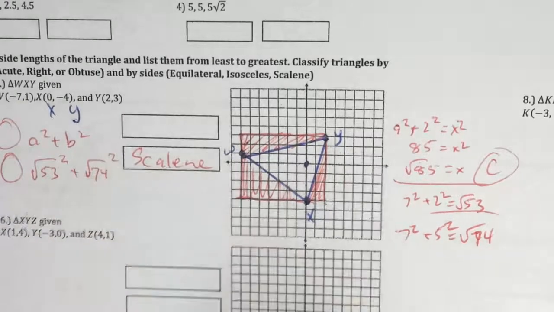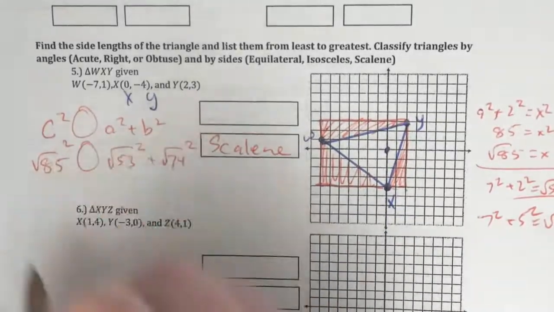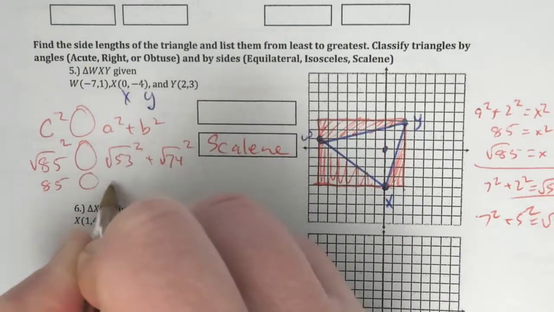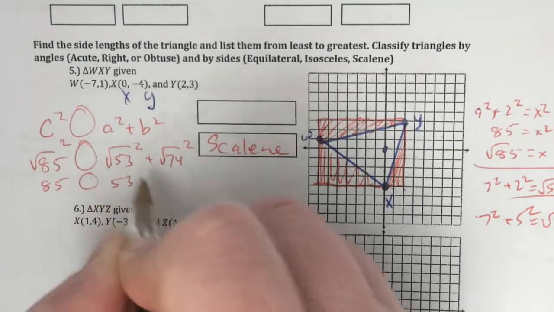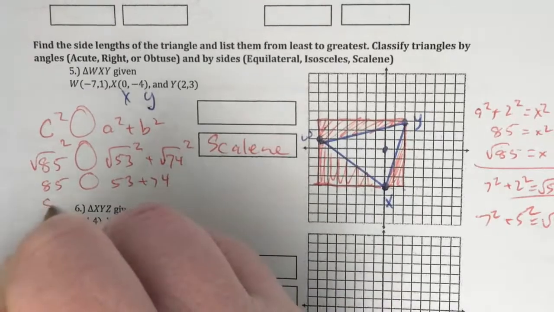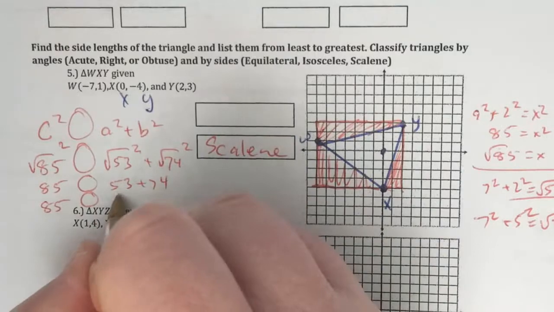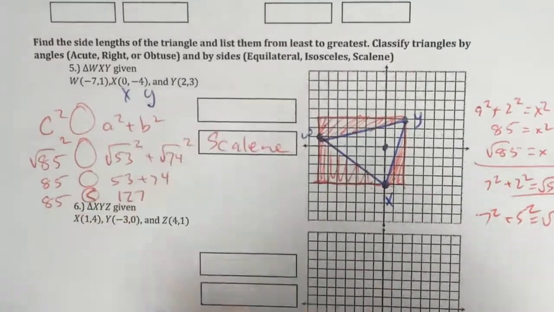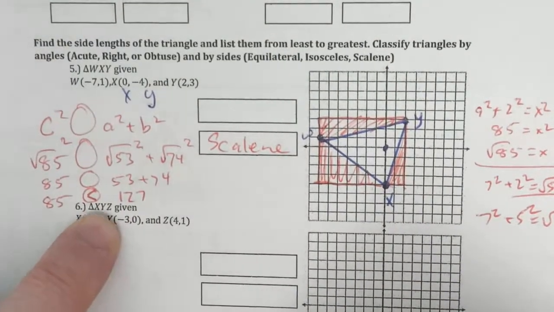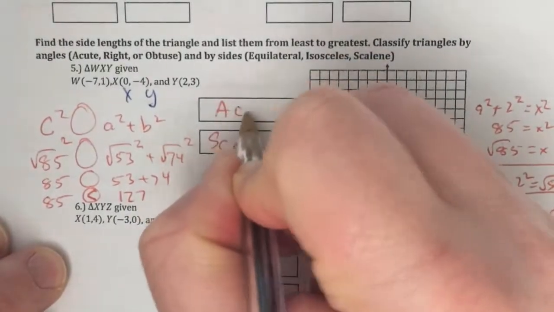All right, so we would get 85. How does that compare to 53? See the square root and the squares, they cross out? Plus 74. So how does 85 compare to 53 plus 74? And we get 127. We would use the bigger number. So is this less than, greater than, or equal to? That is less than, so that is an acute triangle.